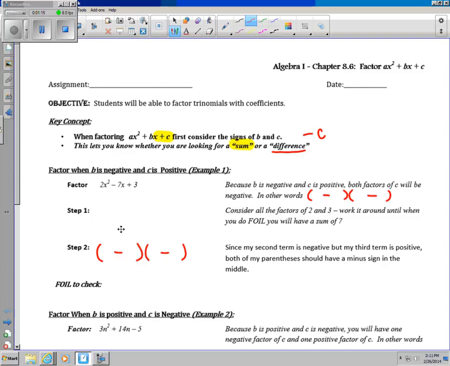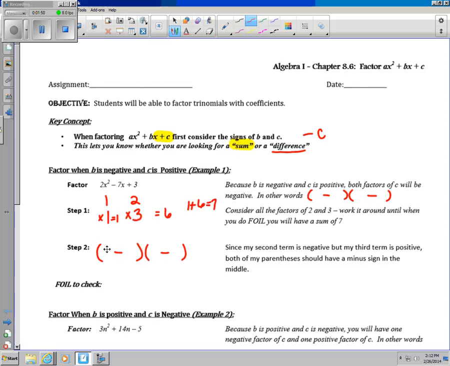Okay? Considering all the factors of 2 and 3, we're going to work it around until when we do FOIL, you will have a sum of 7 when you do your outer and your inner. Okay? So my factors of 2 are obviously only 1 and 2, and my factors of 3 are 1 and 3. Okay? So I know that I need to find something that's going to add to 7. Well, I look here and I see that 3 times 2 equals 6, and 1 times 1 equals 1, and 1 plus 6 does equal 7.